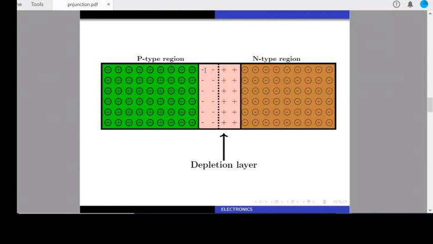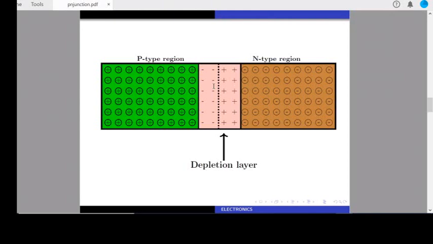Likewise, the holes on this side are going to diffuse through the p-n junction onto the n-type side. When they come onto the n-type side, they are going to attract electrons, so they are going to be filled by electrons. This is going to lead to the creation of positive ions on this side. So we are going to have positive ions on the n-type side and negative ions on the p-type side.